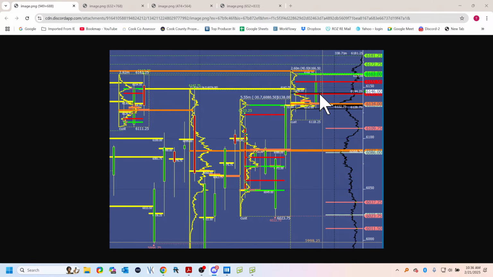So yesterday's plan was shorts, right? And then if we get under here, the next target was here. And that's all in yesterday's stream. Now, here's the joy of trading. Let's look.